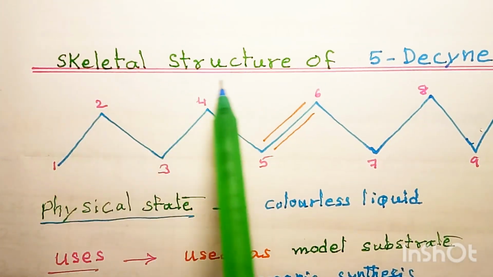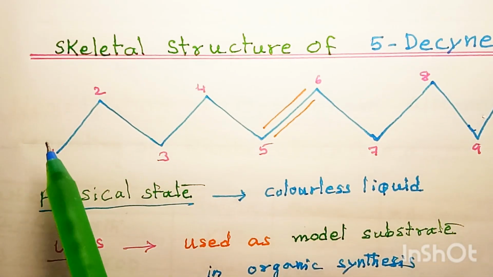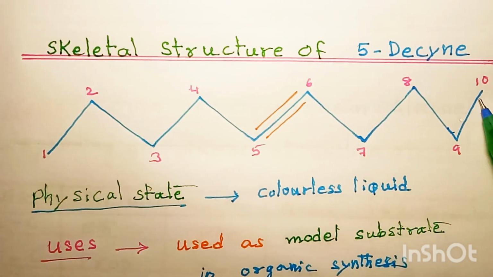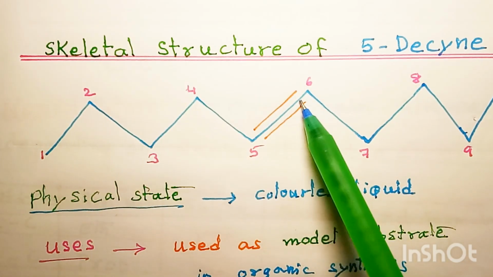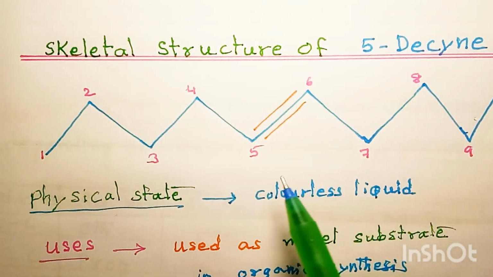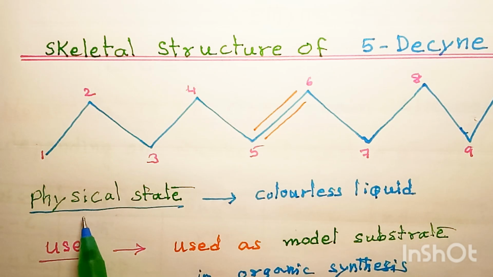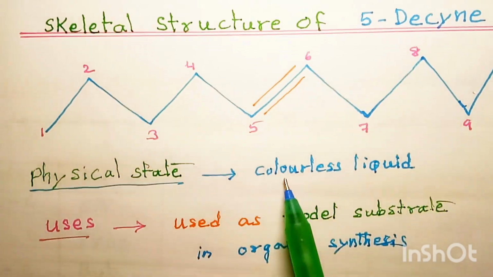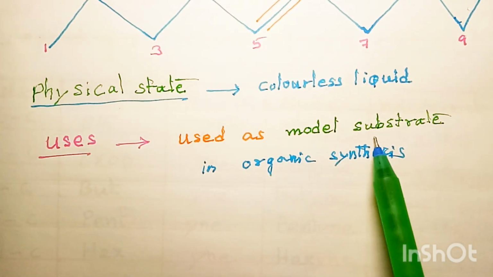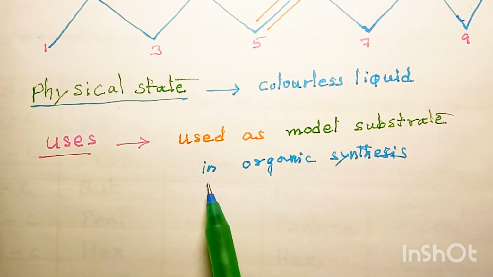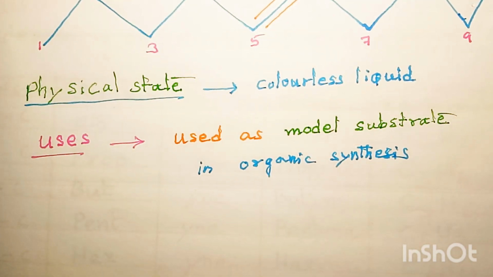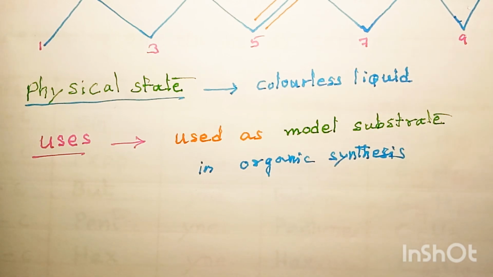Let's see the skeletal structure of 5-decyne. You draw a zigzag line up to 10 and draw 2 extra lines between 5 and 6. So this becomes 5-decyne. Physical state: it is a colorless liquid. It is used as a model substrate in organic synthesis.